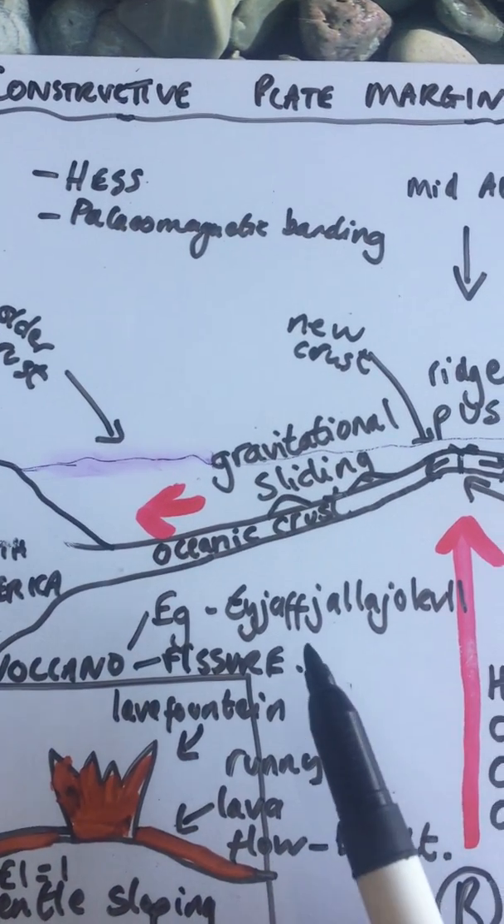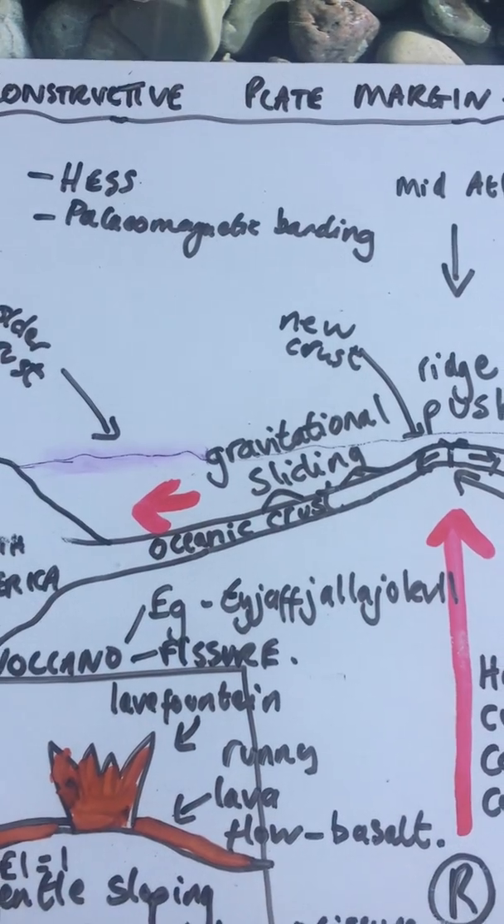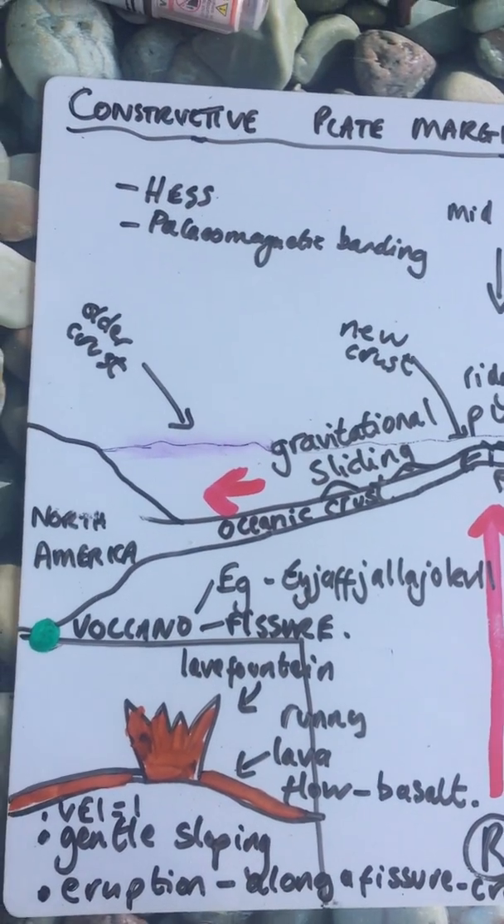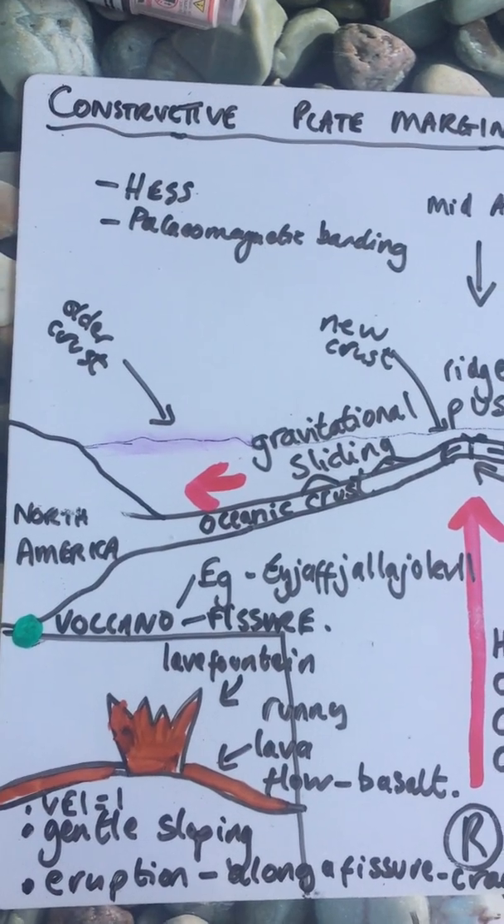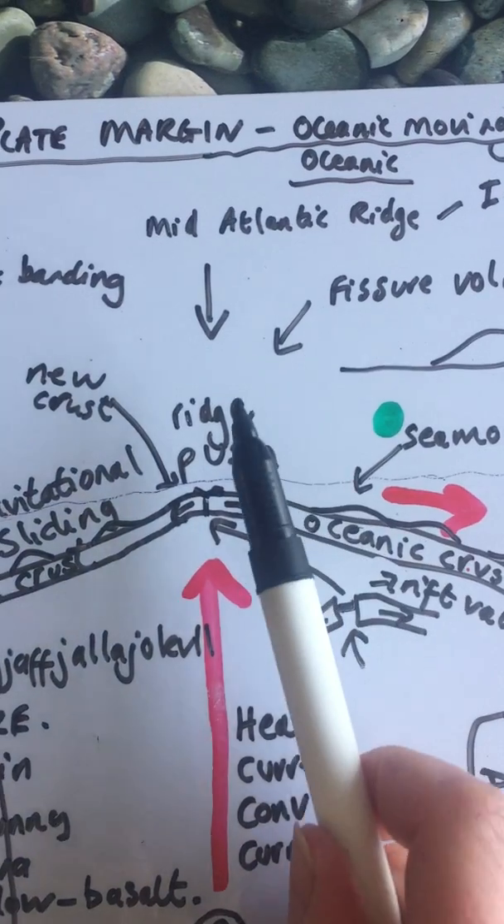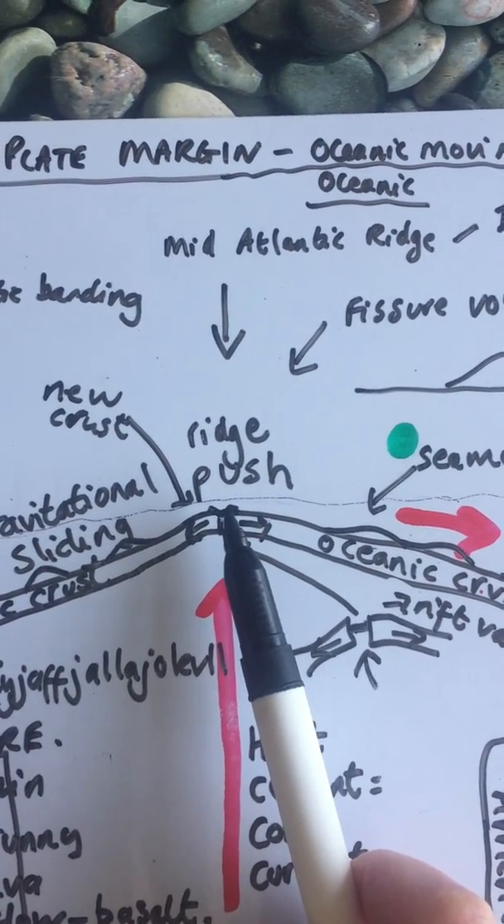Example, great word, is Eyjafjallajökull. Ideally, you need to be able to spell that, not say it, but spell it. So that's the fissure eruption. So that, just going back to the big diagram, would be here at the ridge push.